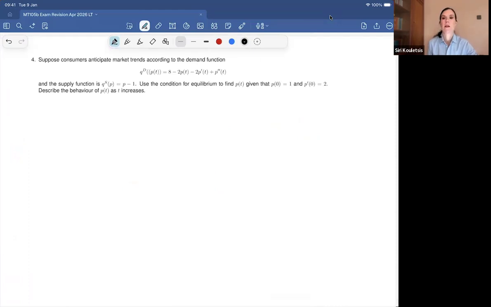Now we have a differential equation here. Suppose consumers anticipate market trends according to the demand function QD of P of T equals 8 minus 2P of T minus 2P prime of T plus P double prime of T. And the supply function is QS of P equals P minus 1. Use the condition for equilibrium to find P of T given that P of 0 equals 1 and P prime of 0 equals 2. And then describe the behavior of P of T as T increases.